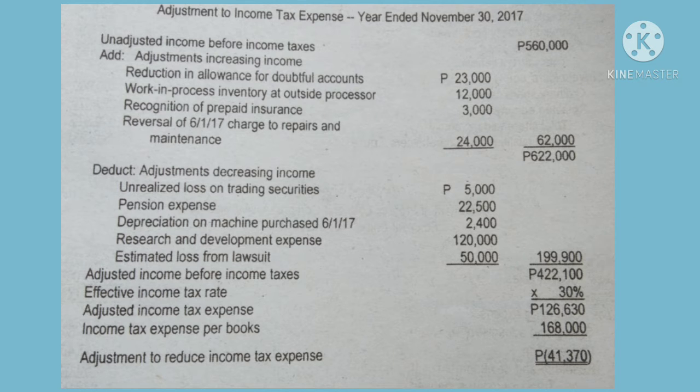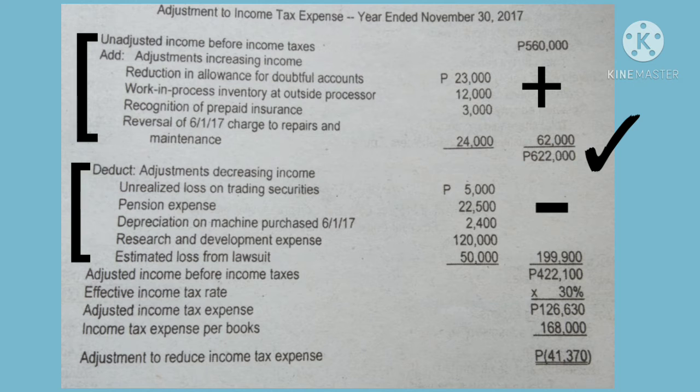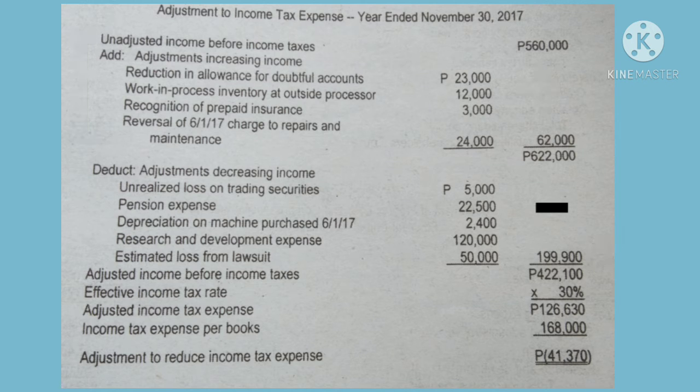199,900 pesos. The sum of unadjusted income before income taxes and the total adjustments increasing income of 622,000 pesos will be deducted by the total adjustments decreasing income of 199,900 pesos. It will be equivalent to the adjusted income before income taxes of 422,100 pesos. It will be multiplied by the effective income tax rate of 30%.